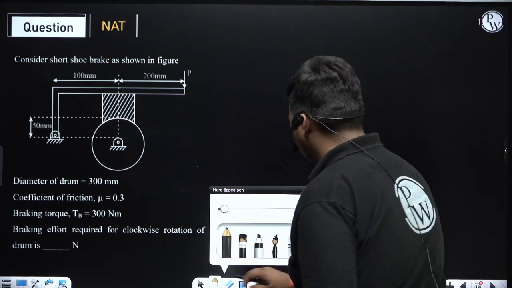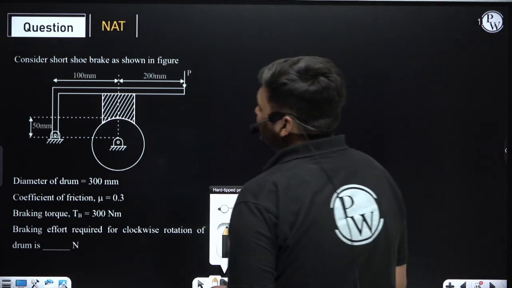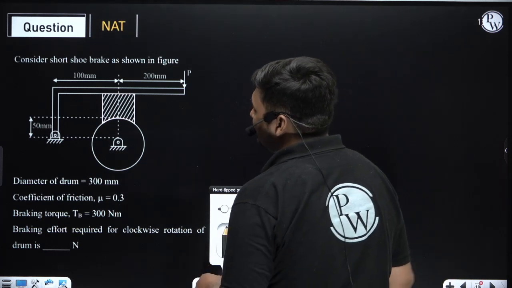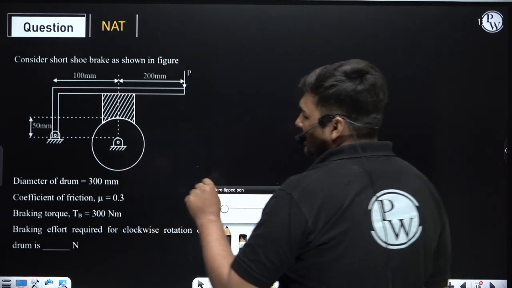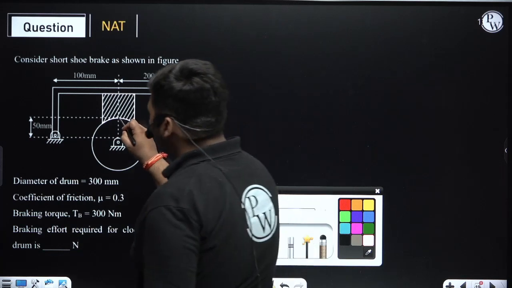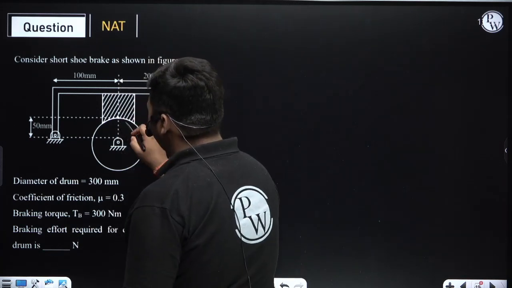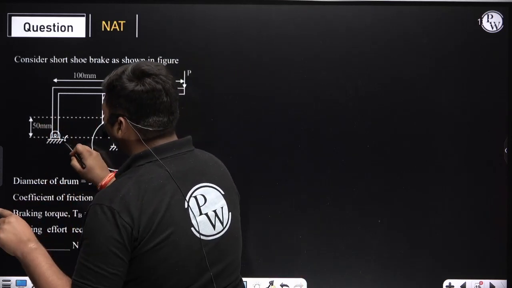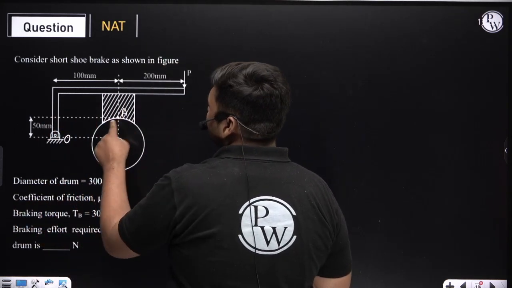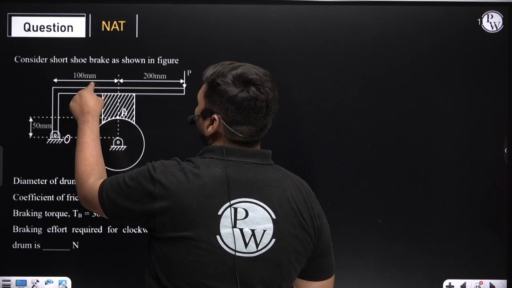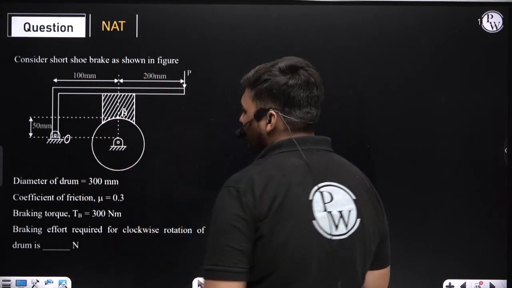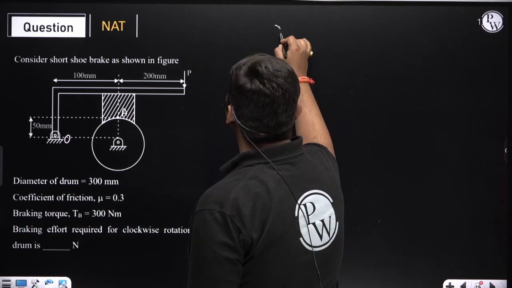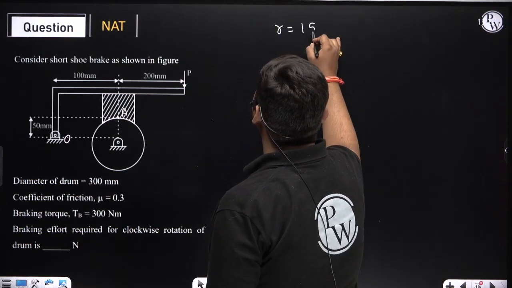So this is the first question. The question says: consider a short shoe brake as shown in the figure. Suppose I am denoting this single contact point as A. The vertical distance of this contact point from the fulcrum is 50 mm. The horizontal distance of point A from the fulcrum is 100 mm, and this distance is 200 mm. The diameter of the drum is given as 300 mm, so the radius of the drum will be half of the diameter, that is 150 mm.